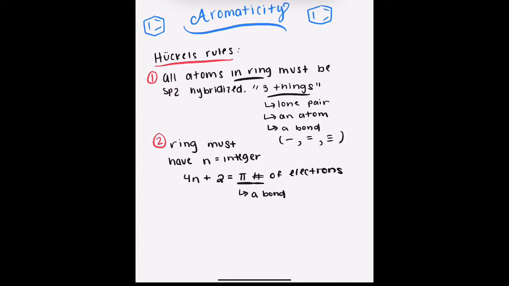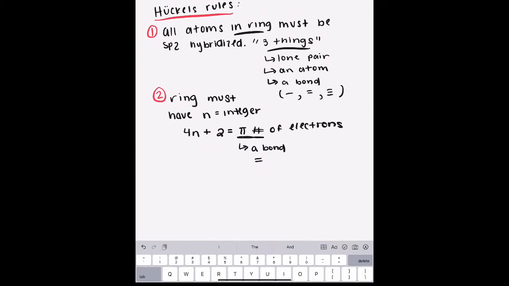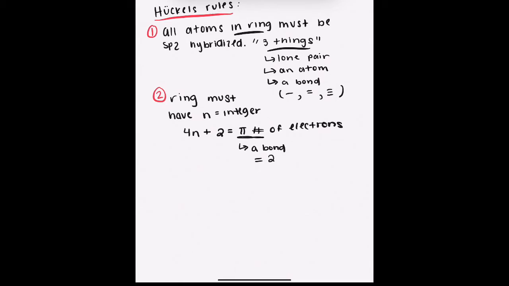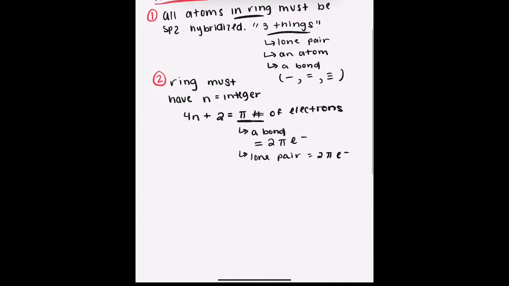So each double bond counts as 2 pi electrons, and then a lone pair is 2 pi electrons. So any lone pair or bond outside of the ring does not count, and a lone pair on a heteroatom will only count if it does resonance with the ring to be sp2 hybridized, which I will show you an example of later on.